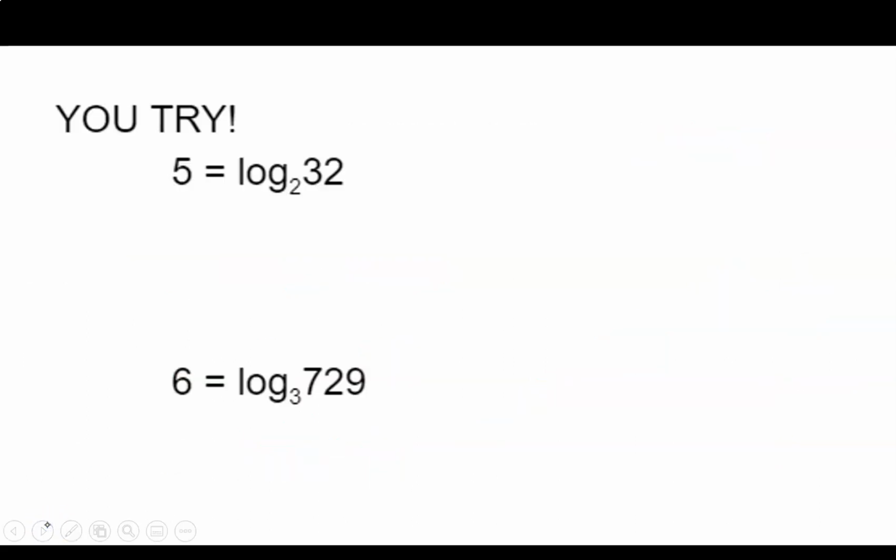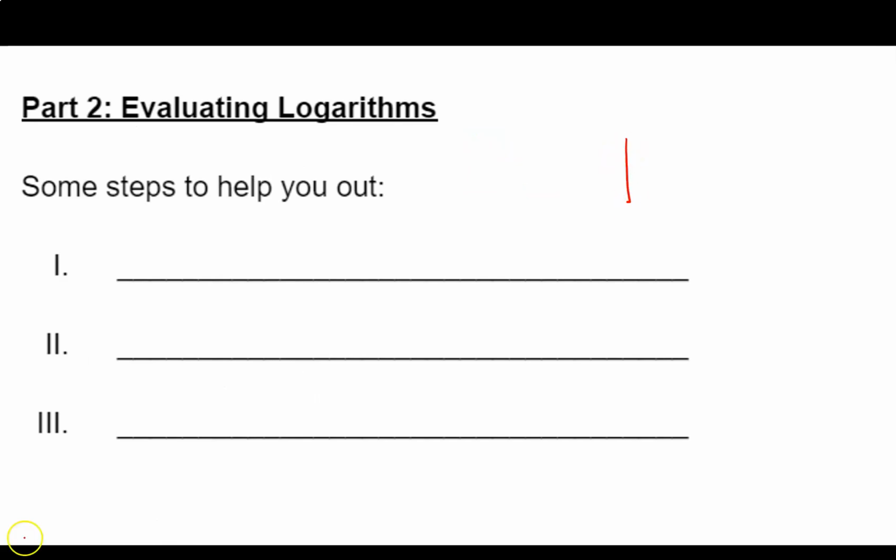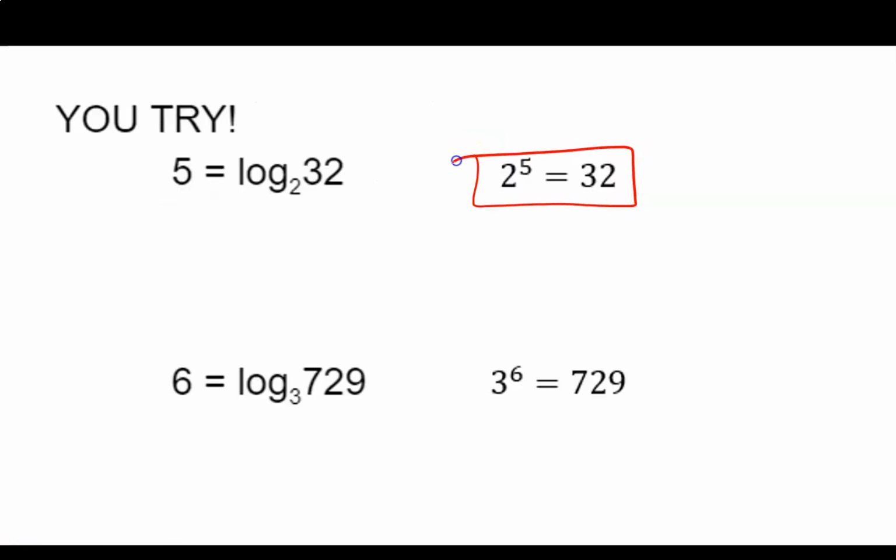So why don't you try these on your own? I'll pause the video and then I'll put the answers up, and I want you to try them out. The first one, you should have had 2 to the 5th equals 32. The second one, you should have 3 to the 6th equals 729.